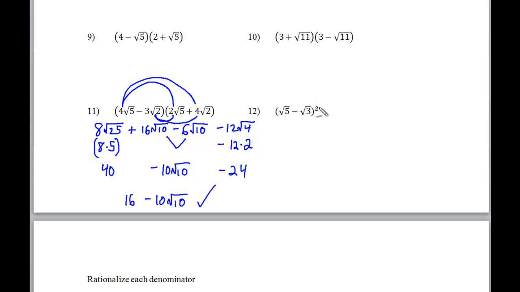Now, please do not make the mistake that most people make with problem 12 by saying, oh, this is just 25 minus 9. No, the 2 does not get distributed that way into the problem. This problem has to be written twice. The square root of 5 minus the square root of 3, and the square root of 5 minus the square root of 3. Because that exponent, the little 2 on the outside, means I want 2 of them.